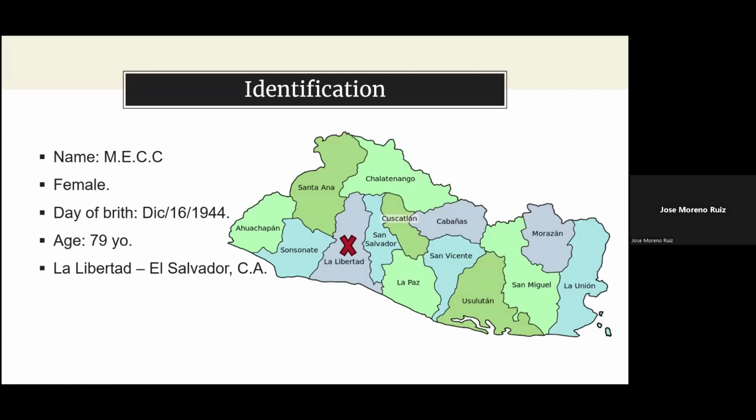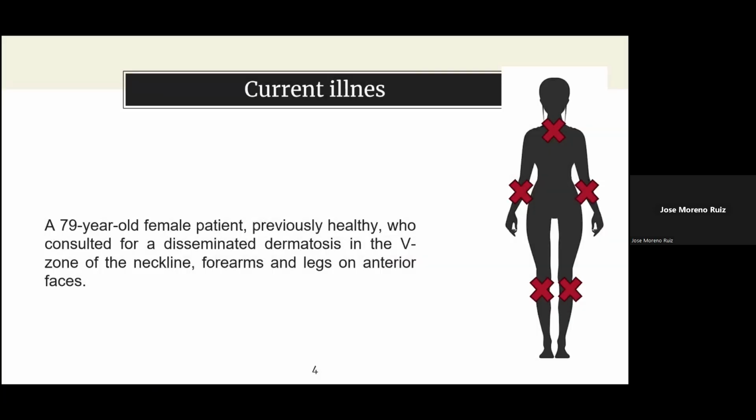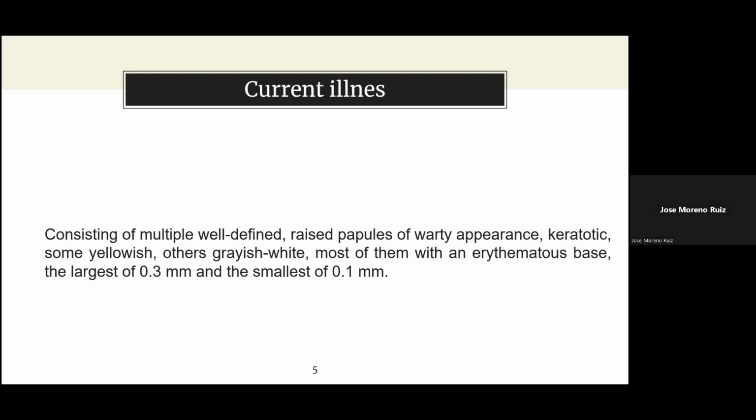This is a 79-year-old female patient from La Libertad, San Salvador, near the capital city. She was previously healthy and consulted for a disseminated dermatosis in the V-zone of the neckline, forearms and legs, on the anterior faces. This is important because we're going to discuss the pathologies that occur in this patient.